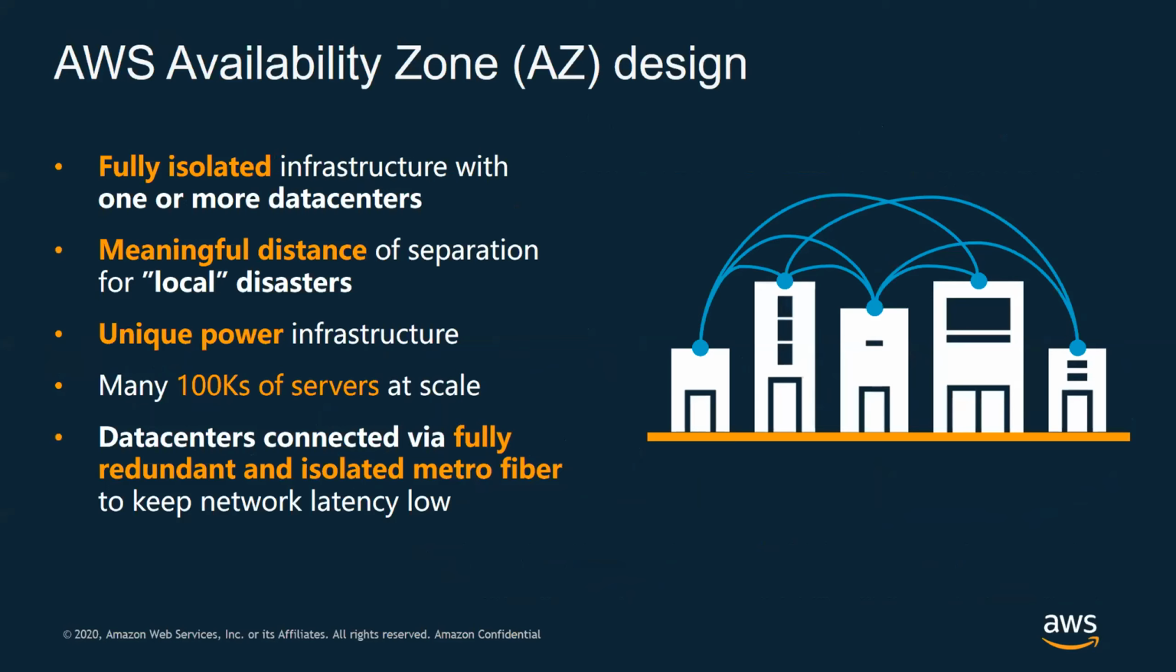They're meant to be separated by enough distance that if there was an earthquake here, odds are in Oregon, we're probably okay, right? Completely unique power infrastructure. Hundreds and hundreds and hundreds of thousands of servers, right? And within all of the data centers within one AZ, isolated metro fiber, and then AZs are connected through 100 gigabit backbone. So lots of capacity, lots of bandwidth, low latency when you need it, right?